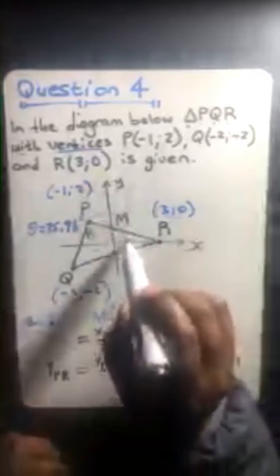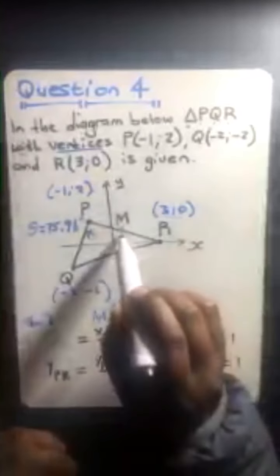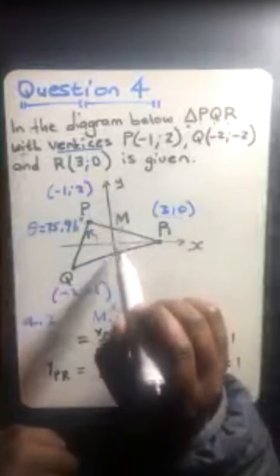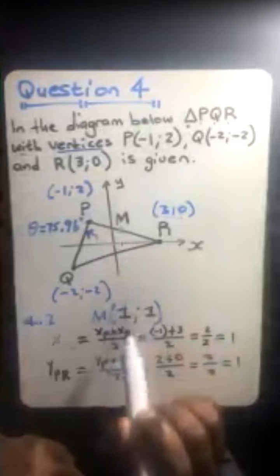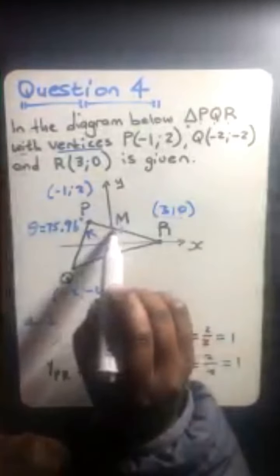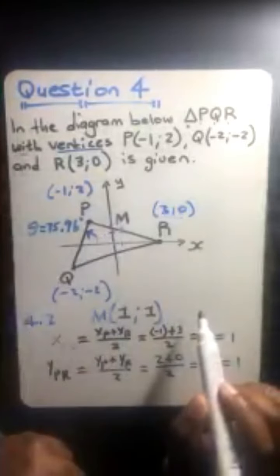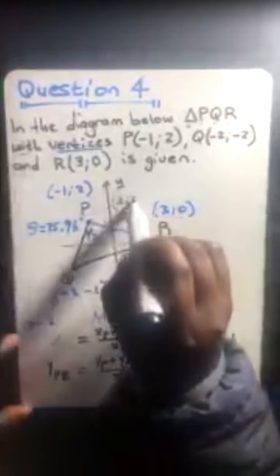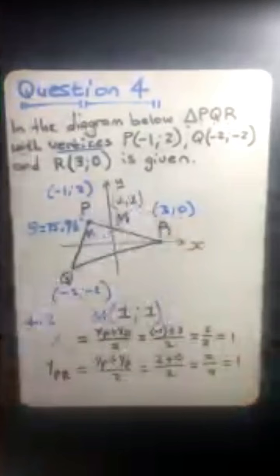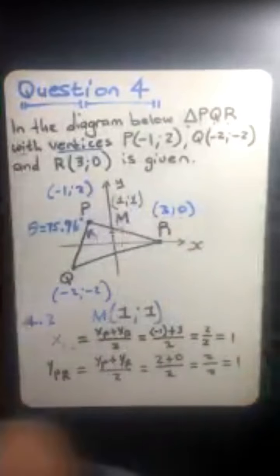So can you guys see that my guess was actually almost correct, because we've got a positive X value there being 1, and again a positive Y value being 1. So that means the coordinates of M are actually 1 and 1. I'm not sure if you guys understood all of that.